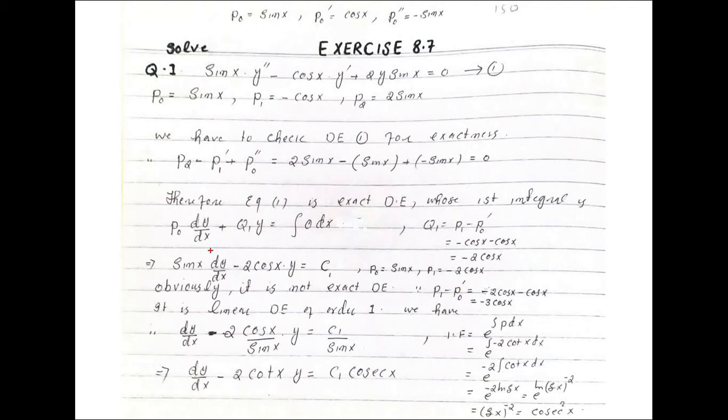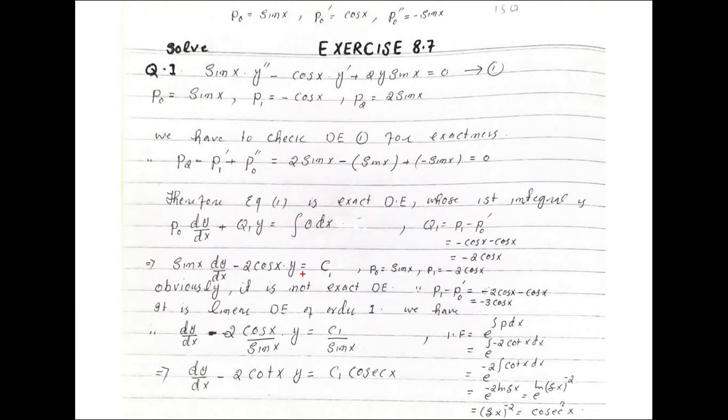This is p naught, and this is p naught. This is p1. So putting the values here, p1 is minus 2 cos x, this is p naught, and its derivative is cos x. This is the simplification. This is the condition for exactness. If here is the first order derivative, then we have to start from p1, and here we have to put p naught dash. If the value is 0, then this equation will be exact. If the value is non-zero, then this will be non-exact.